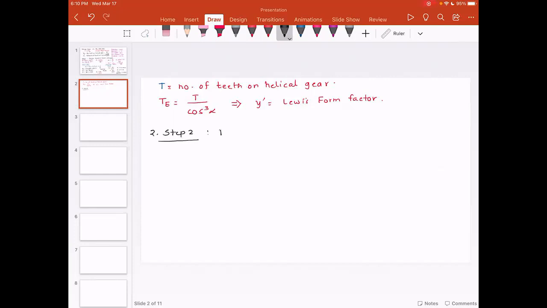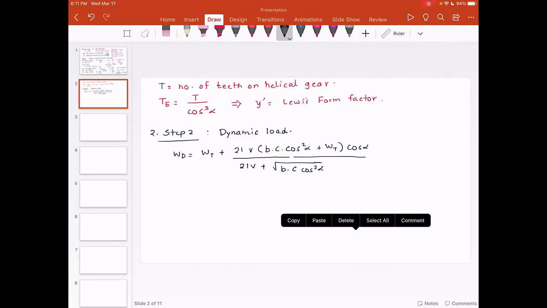The next step is step 2. Find dynamic load. So dynamic load is WD, WT plus 21V times B C cosine square alpha plus WT cosine alpha, divided by 21V plus square root of BC cosine square alpha, plus WT.